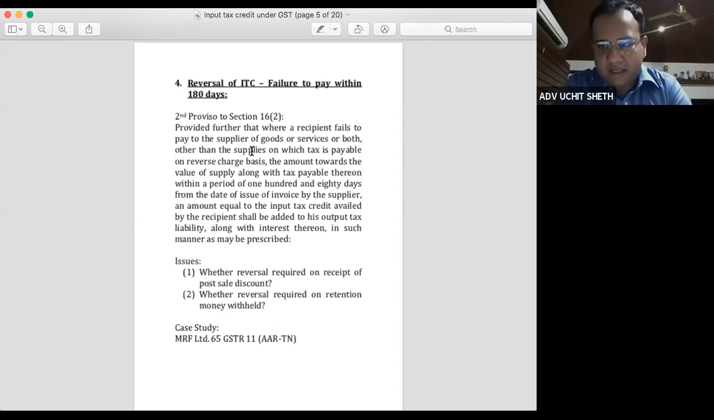Now, this is a provision, in fact, which was enacted even under the service tax regime for the benefit of the suppliers or the service providers. What used to happen was that in many cases, as soon as the seller or the supplier of service raises the invoice, he has a tax liability. He has to pay the tax.